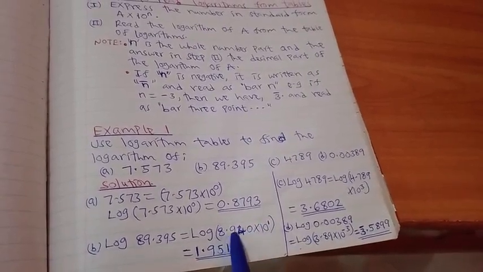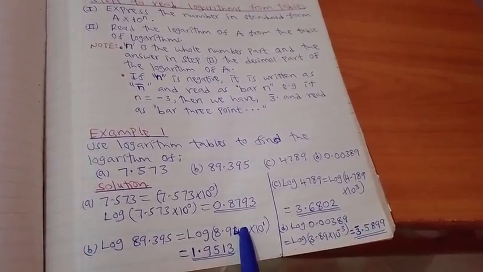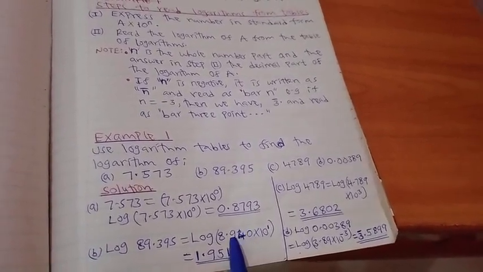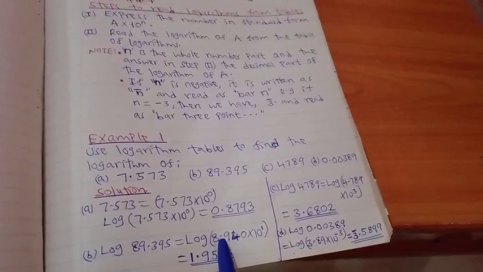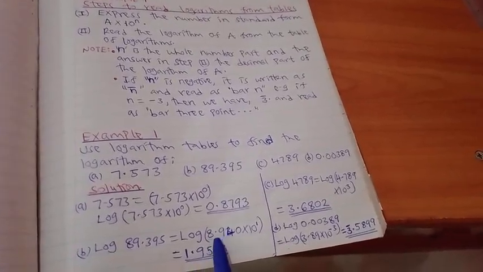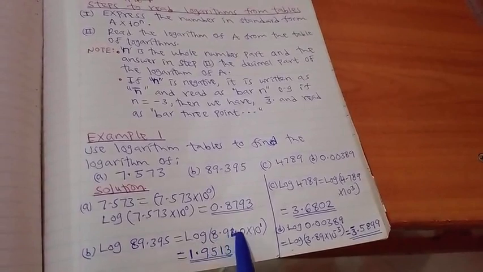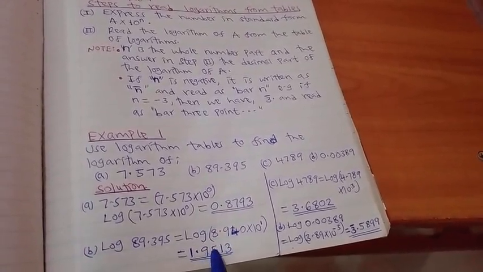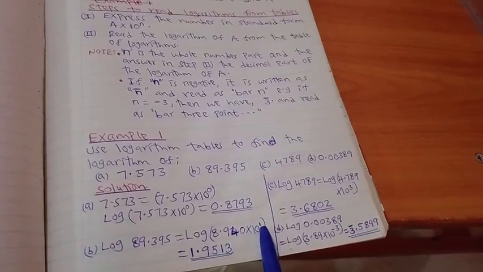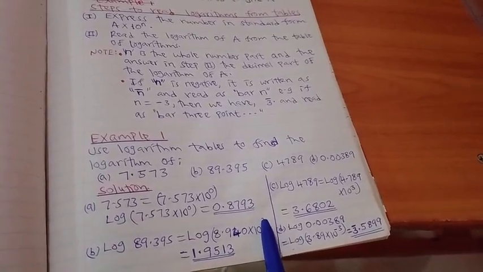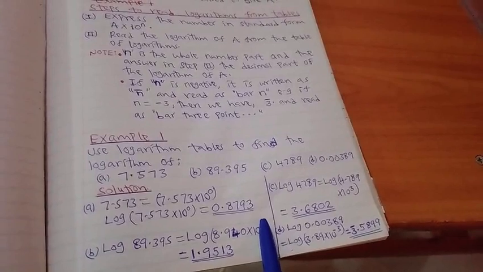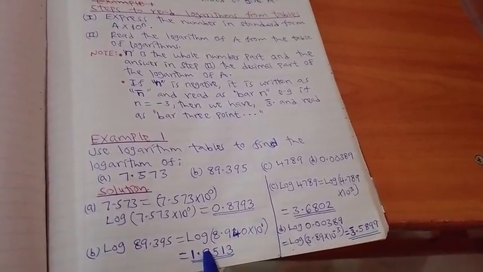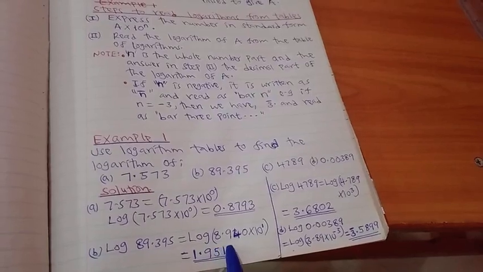We have written the number in four figures because we are going to read from a 4-figure table. If the number has more than 4 digits, you have to round down to 4 digits. Now from the table, the logarithm of 8.940 is 0.9513. But here the power of 10, that's n, is 1. Therefore, the answer for the logarithm becomes 1.9513.